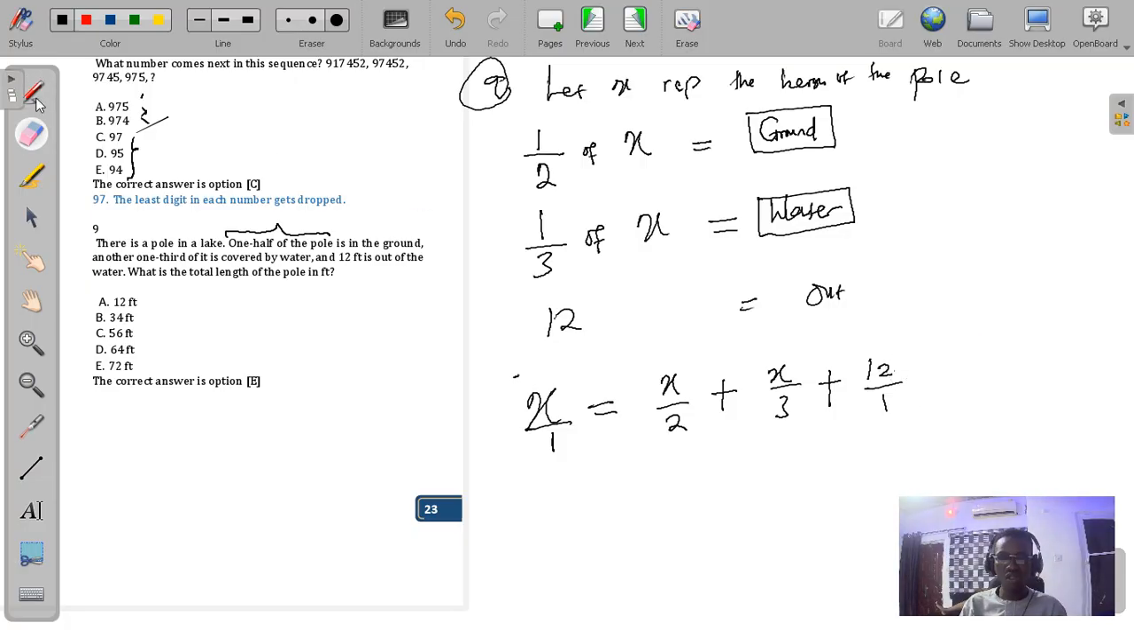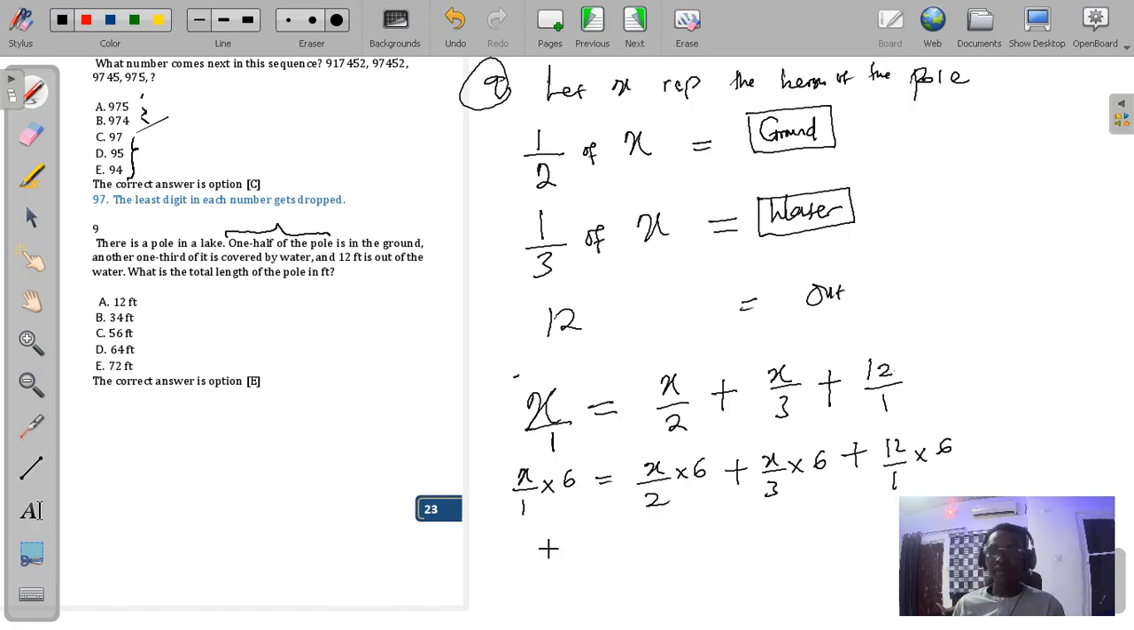So if I solve this, it should work. The LCM here is 6. So I'll multiply each of these fractions with 6 individually. X over 1 times 6 equals x over 2 times 6 plus x over 3 times that same LCM, 6, plus 12 over 1 times that same 6. Then x times 6 is 6x. 2 here 1, 2 here 3. 3 times x is 3x. 3 here 1, 3 here 2. 2 times x, 2x. 12 times 6, 72, right?